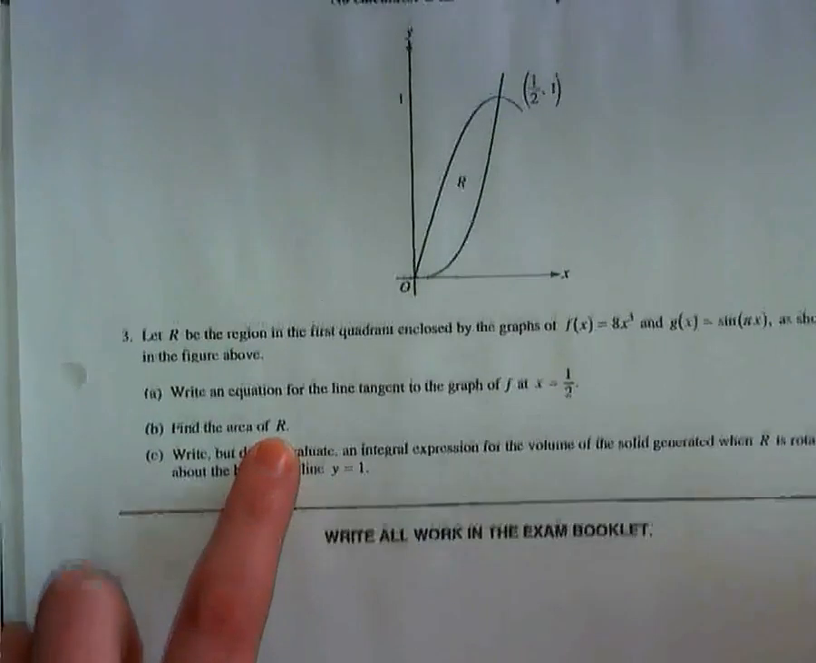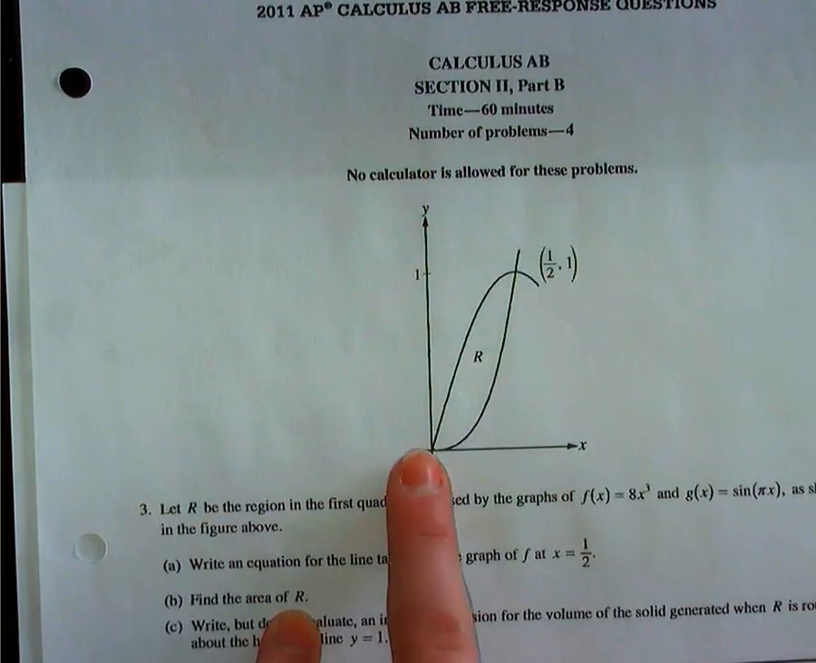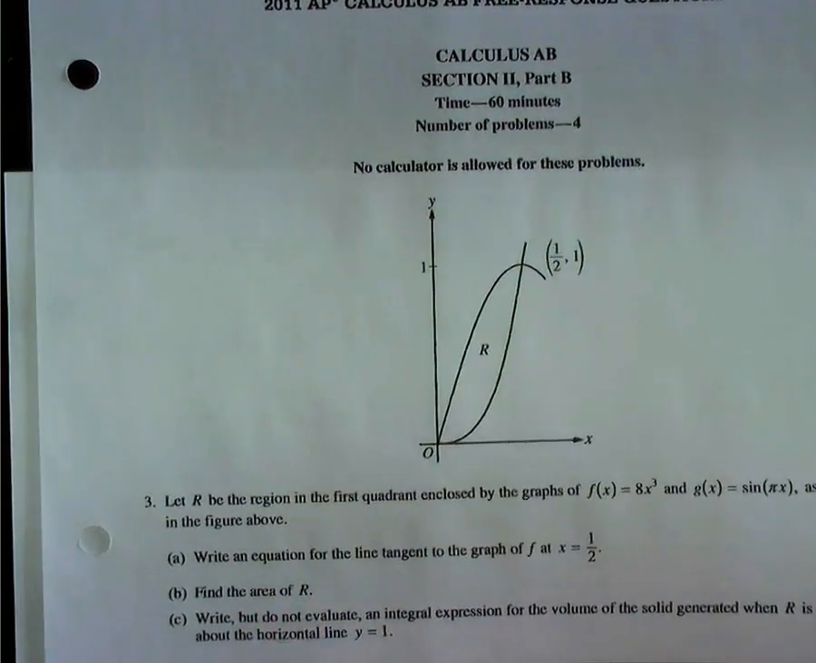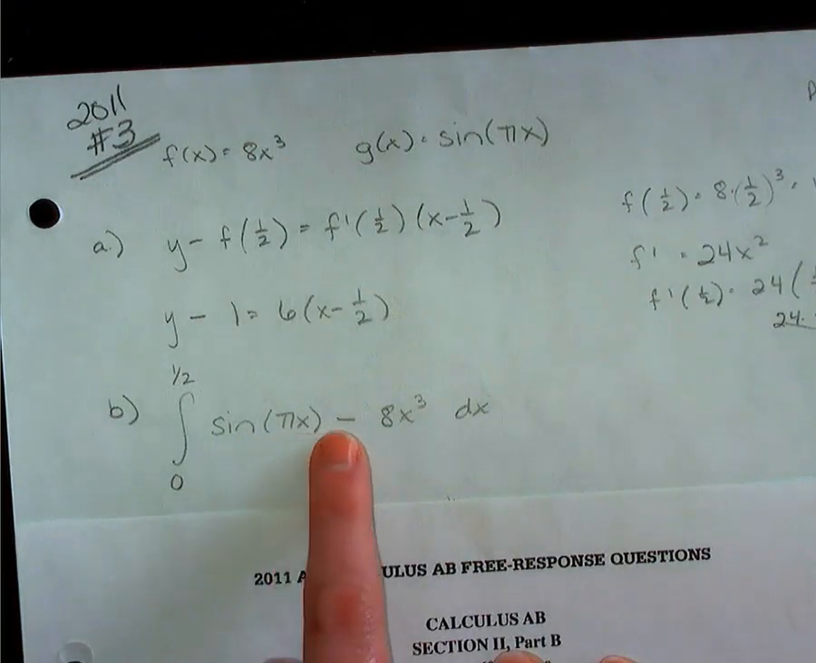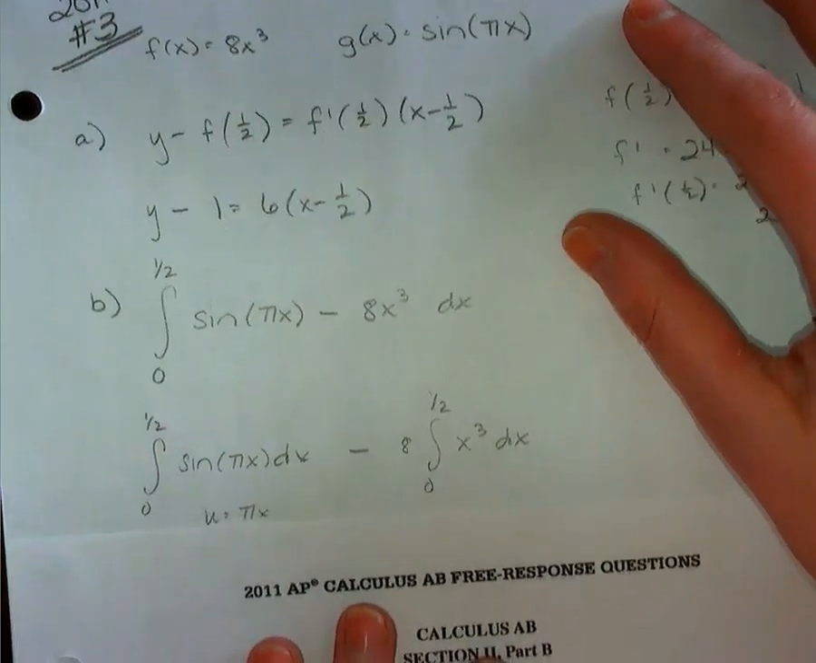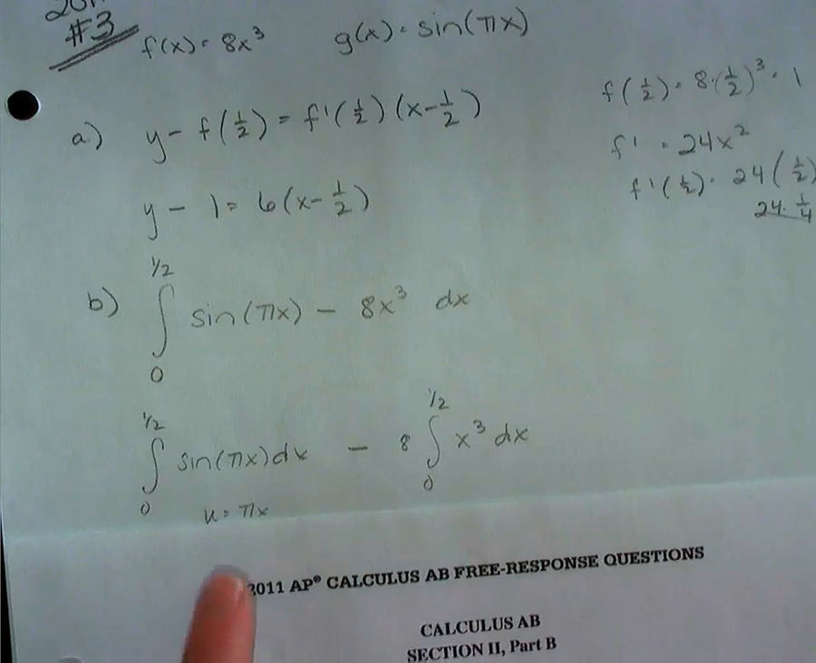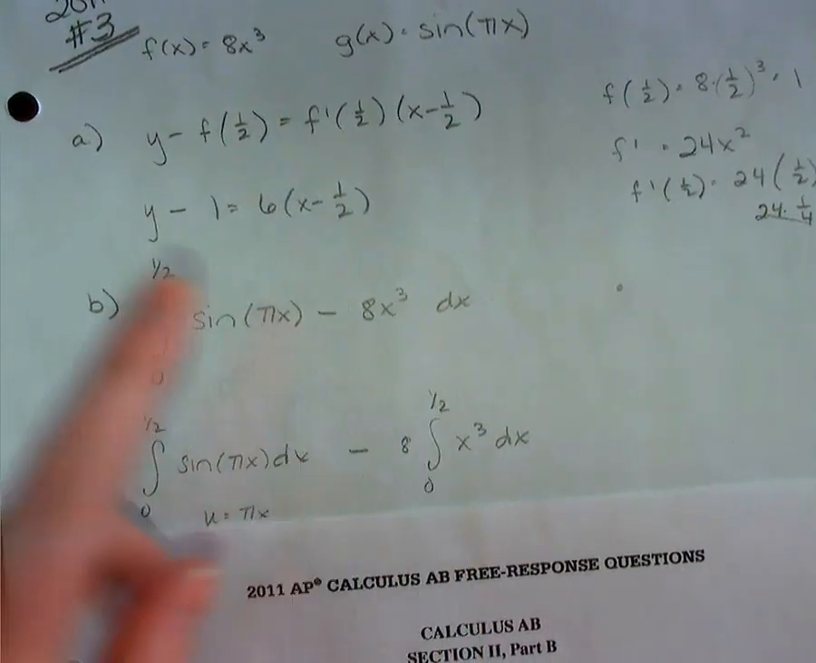Here we go. To find the area of R, I'm going to integrate top minus bottom from 0 to 1/2 because that's my x coordinate for the intercept. Looking at this question, 0 to 1/2 sine of pi x minus 8x cubed dx. Top minus bottom. My next step in this question is going to be to split the integral. Now in this case you have to split it because to integrate sine of pi x, you need to do a u substitution. However, you don't want to do a u substitution over here. You want to leave that x alone.